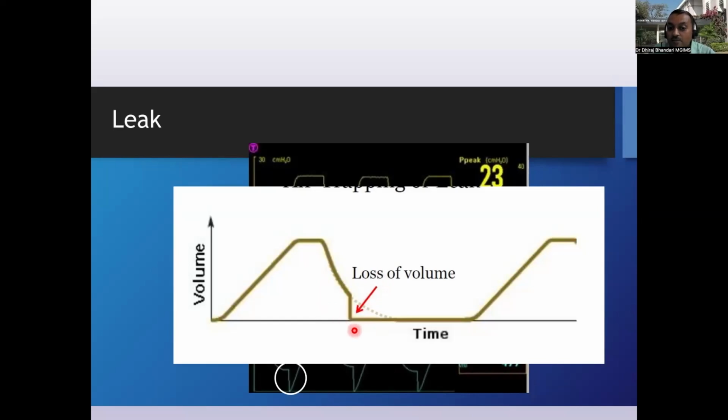The bigger problem is, if you have a loss of volume, if you have a cuff leak in an ARDS patient especially, you will not be able to reach a good oxygenation target, because your airway pressures will not be generated, because there is a leak in the system.